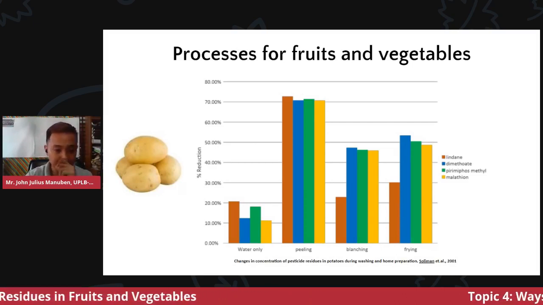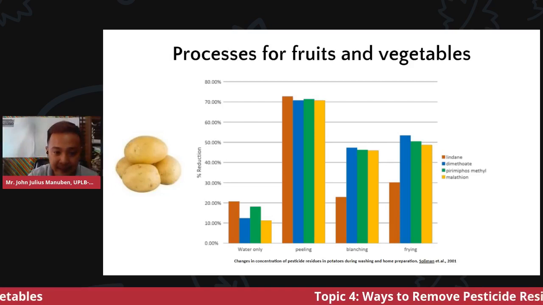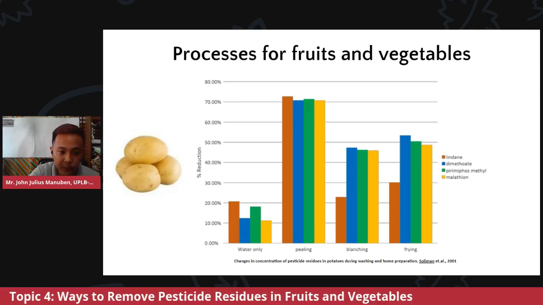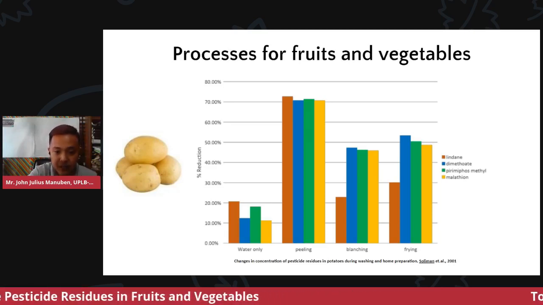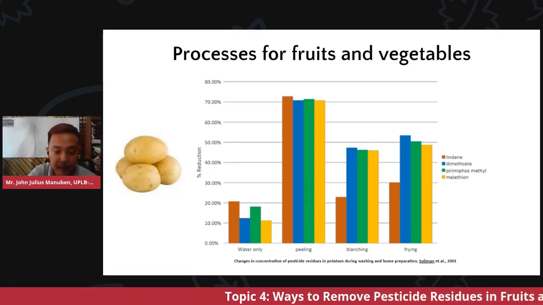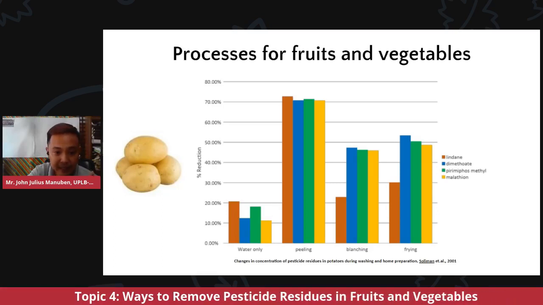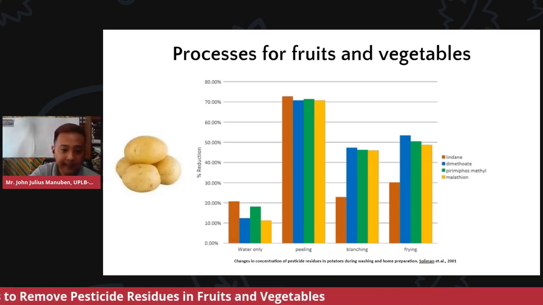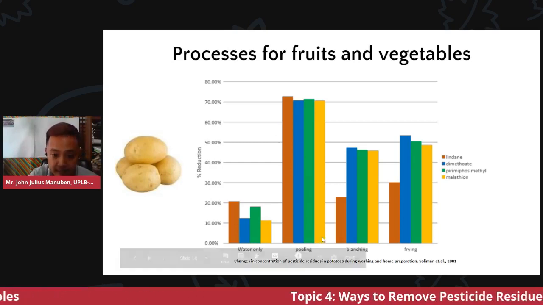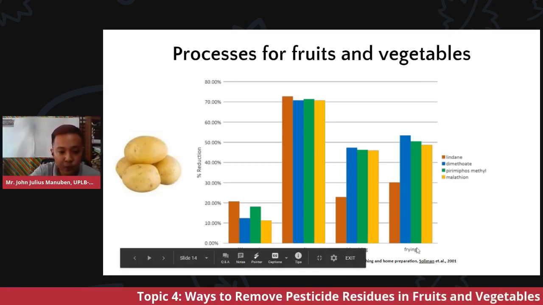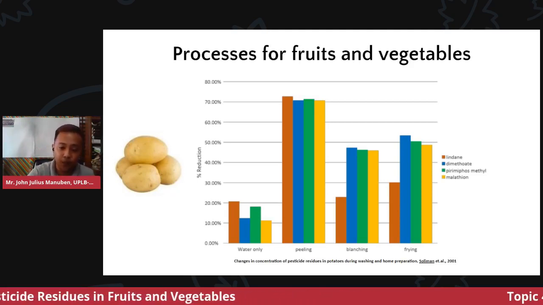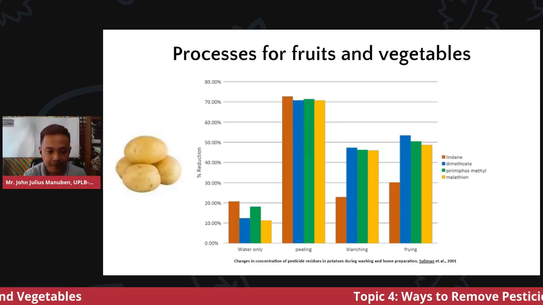So kay Soliman, they tested 4 different pesticides and 4 treatments for potato. So they use water washing, then peeling, blanching, and then frying. So pinakamataas, makikita natin, is ang pinakamataas na percent reduction ng pesticide sa potato is yung peeling. Kasi normally, binabalat naman talaga natin yung patatas. Next dito is yung blanching and then frying. So application ng heat. And yung last is yung water, around 10% to 21% reduction. Next, please.